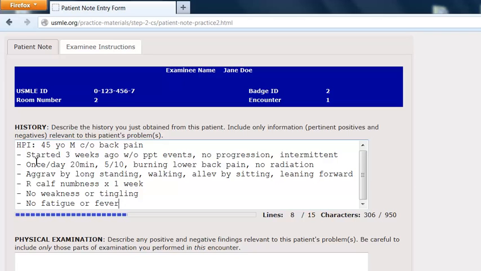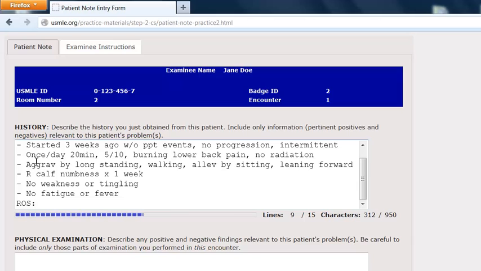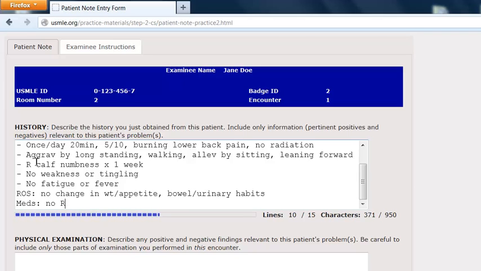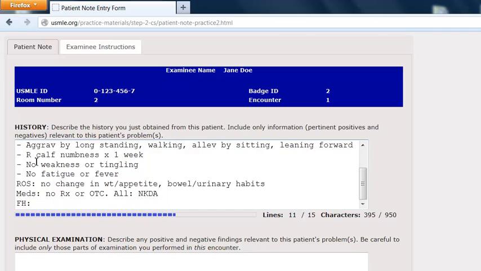You have to ask about fatigue and fever because you have to be concerned about cancer, which often metastasizes in the spine. No prescribed or over-the-counter medications. Let's say he has a history of rheumatoid arthritis in his mother and BPH in his father.